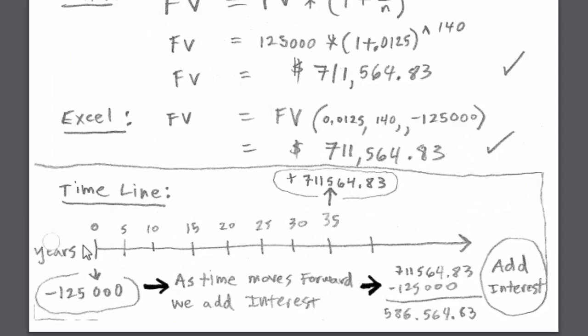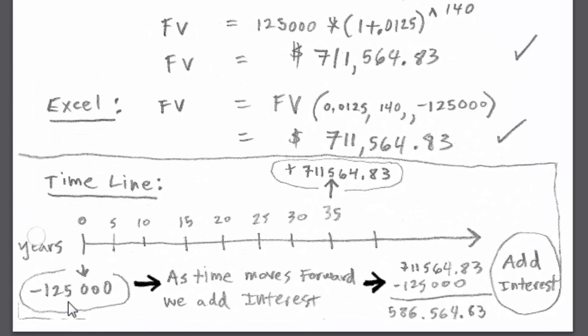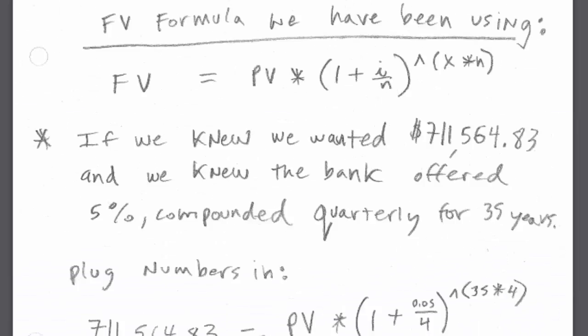Check. But this is the timeline. From 0, that means we deposited $125,000 and we waited for time. The years ticked by, and as time moves forward, we were adding interest. So in 35 years, there's the future value amount. The difference between future value and present value, that's the interest, $586,564.83. We moved forward from the present value to the future value, adding the interest. Now let's go to the next page.